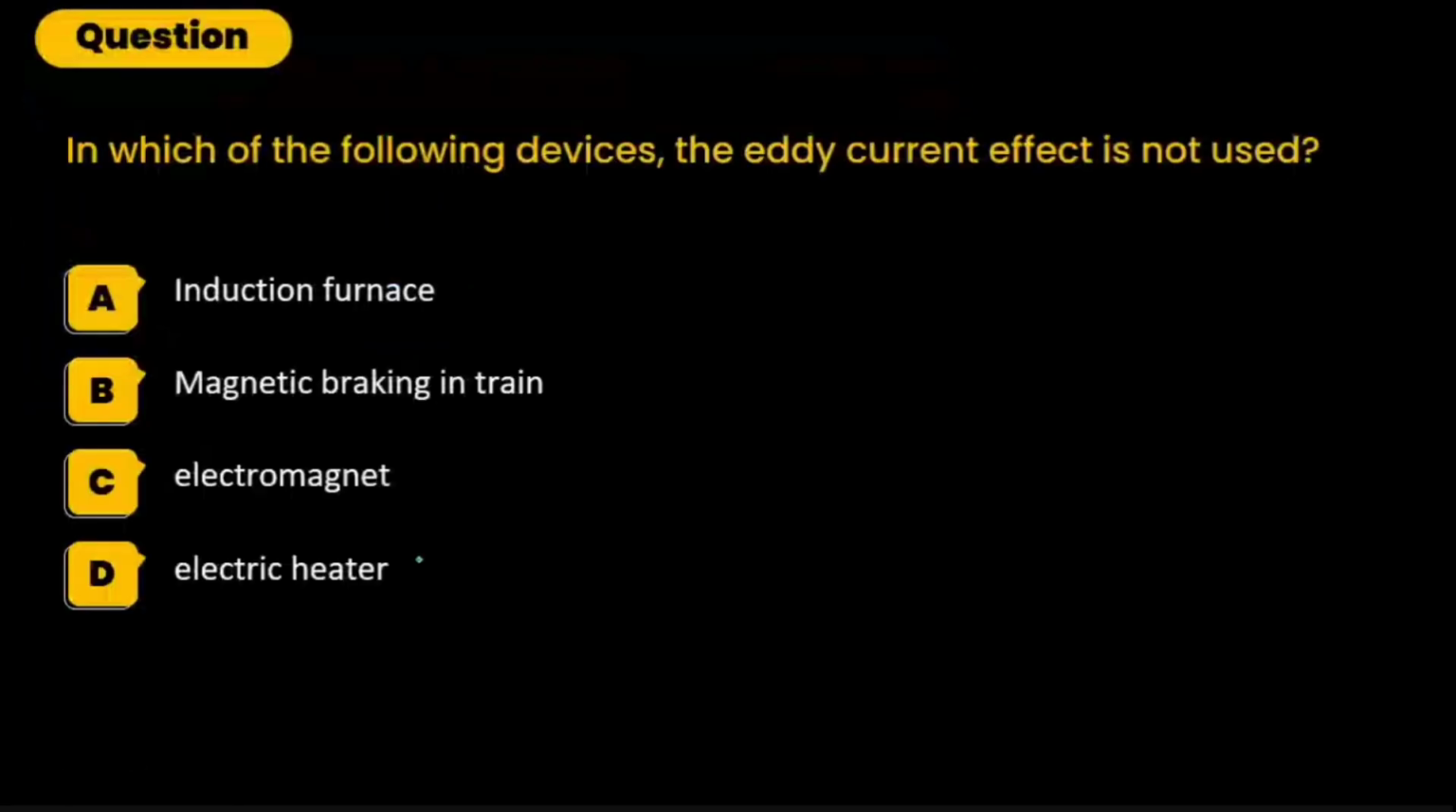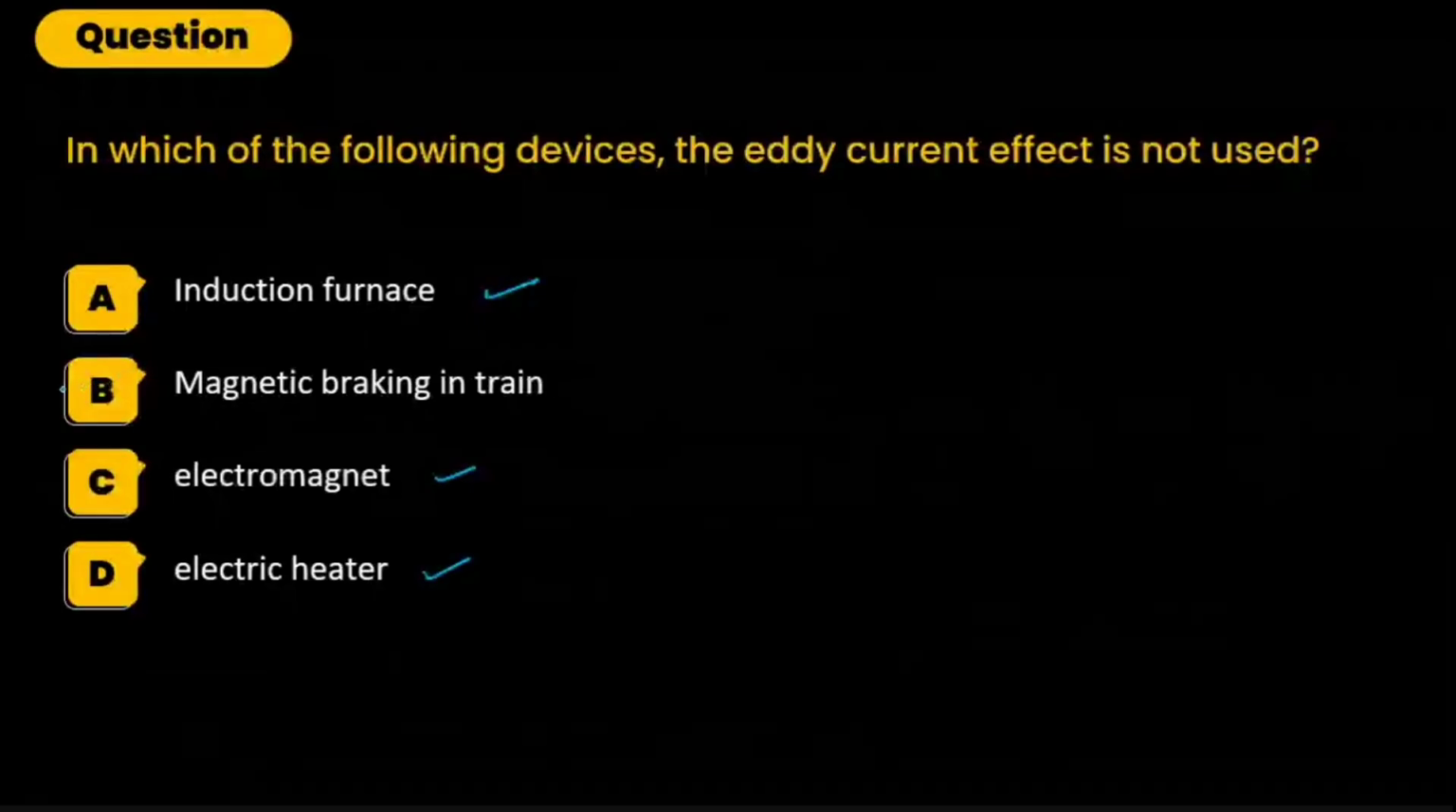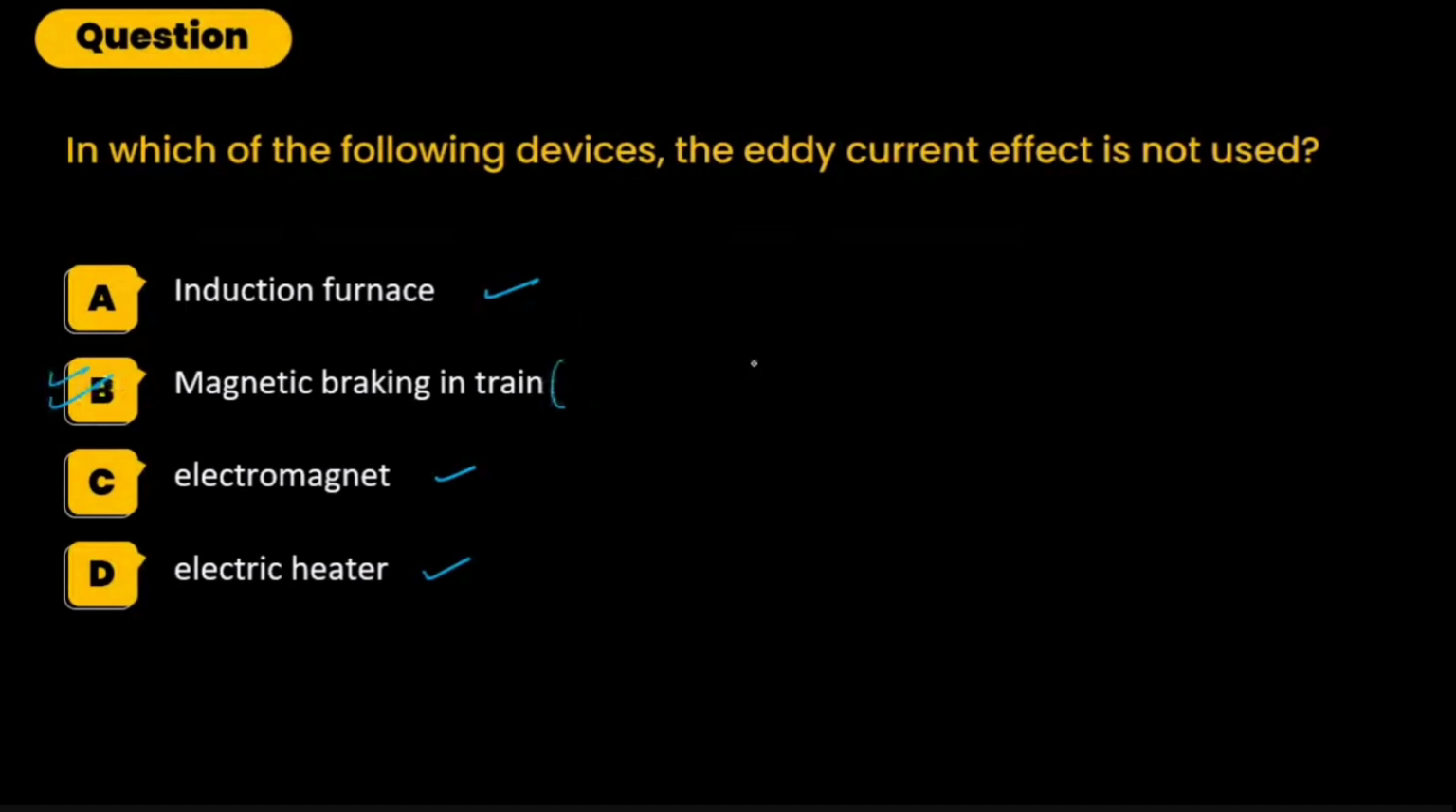So electric braking, induction furnace, energy meter, speedometer. Electric heaters, we do use eddy current. Electromagnets, we do use magnetic field. Induction furnace, we do use magnetic field or the eddy current. In magnetic braking, there is something else, and that is something called hysteresis. We'll talk about it in the upcoming classes. So yes, magnetic braking in trains.